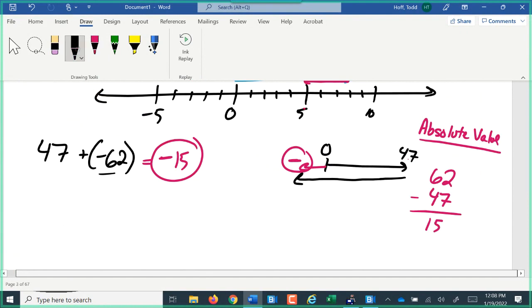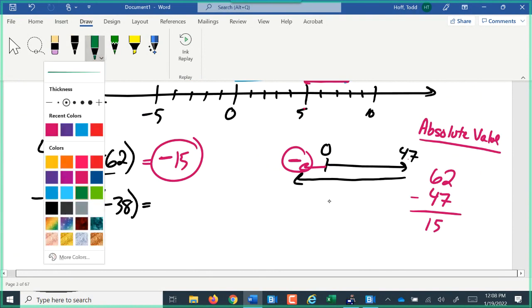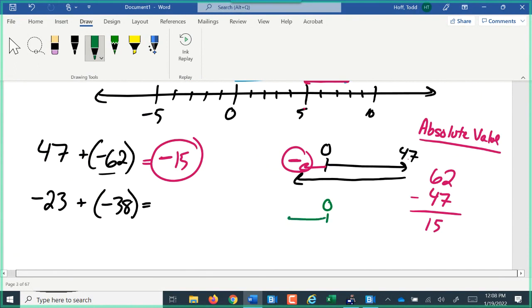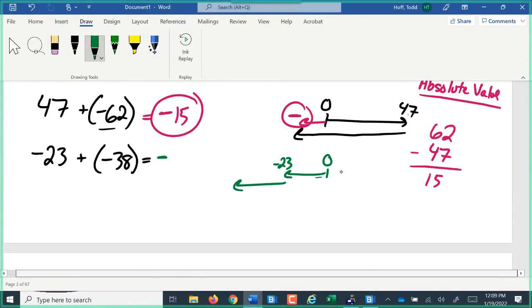So the result here is 15 units, negative 15, because the vector diagram shows we end up on the negative side. We might have negative 23 plus a negative 38. Now again, here's what I'm picturing. Start at 0. Negative 23 goes this way. Negative 38 goes the same direction. That tells me that I definitely end up on the negative side. And because the vectors go in the same direction, the magnitude of my answer is found by adding the magnitudes. I have 23 and 38, and that adds to make 61. So this is a negative 61.